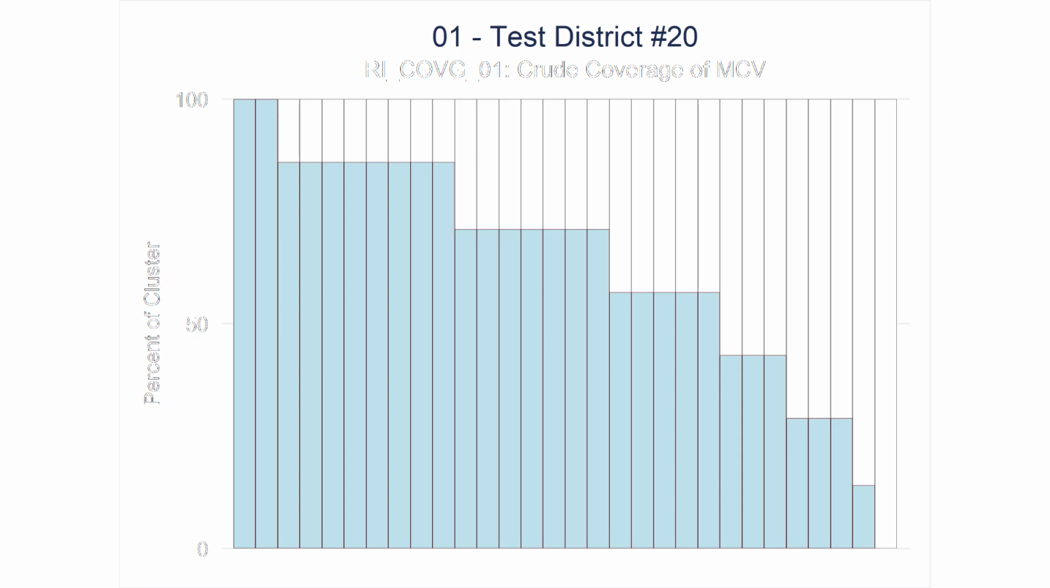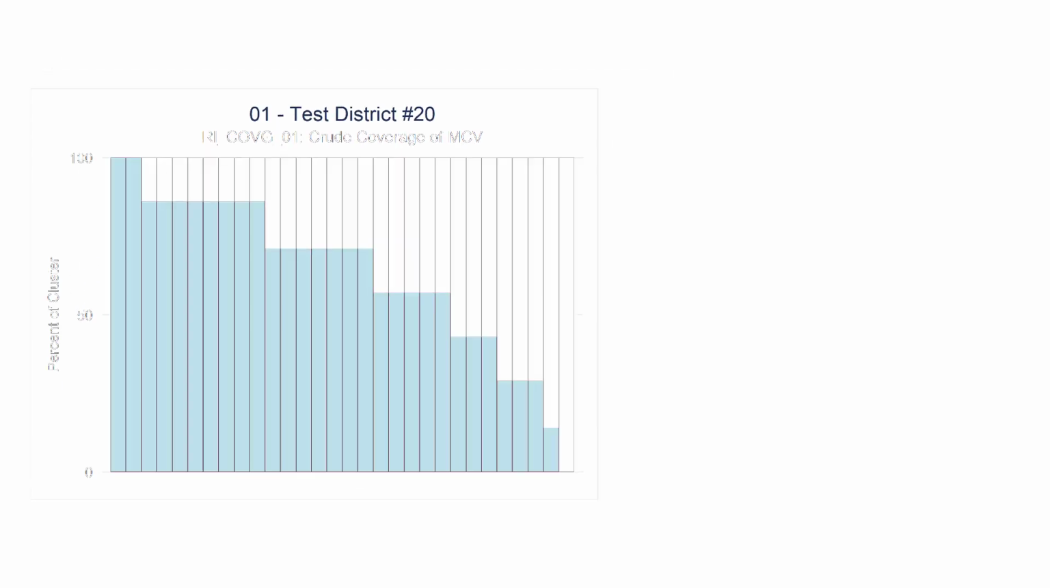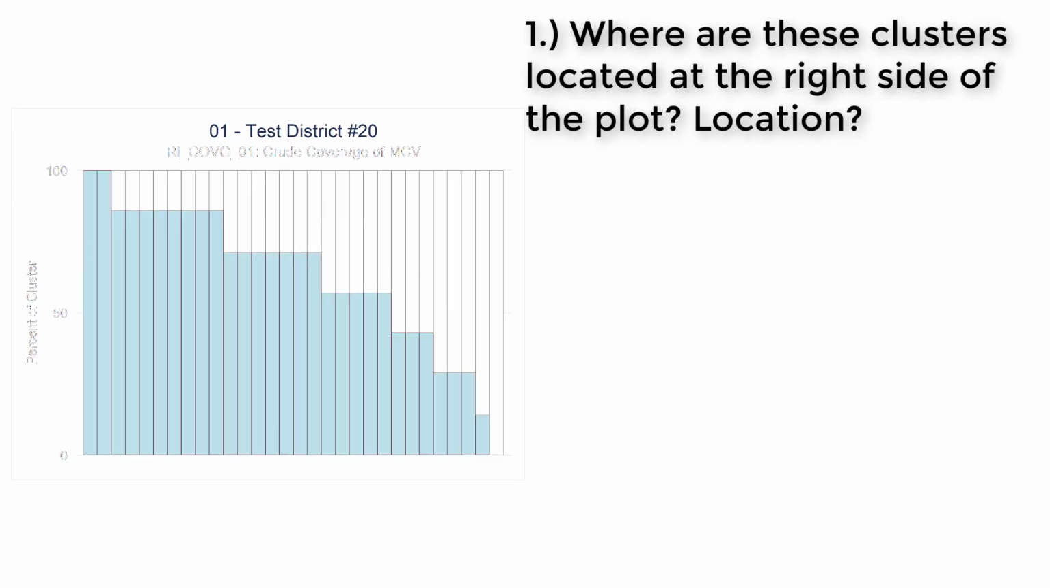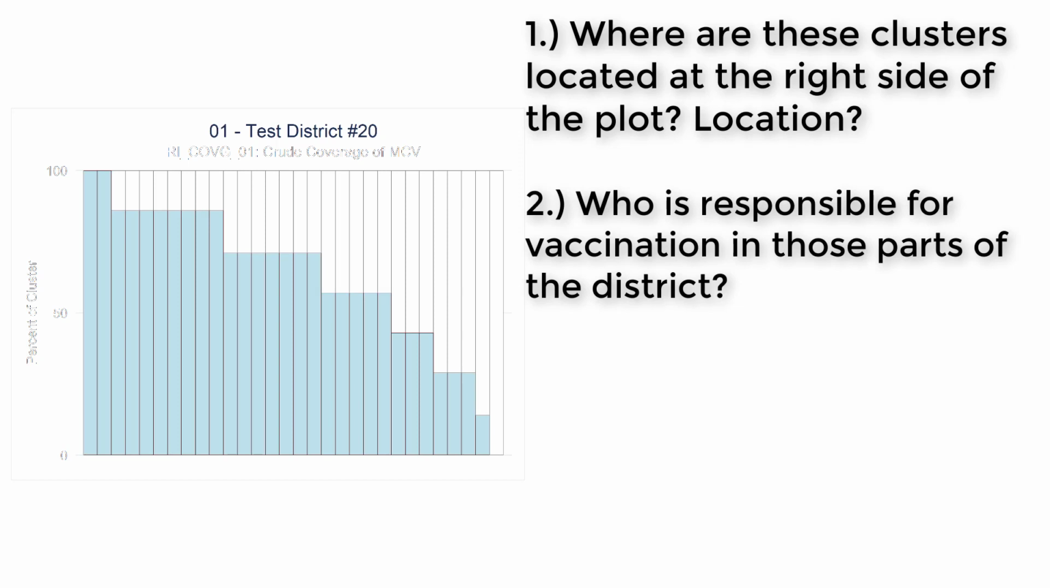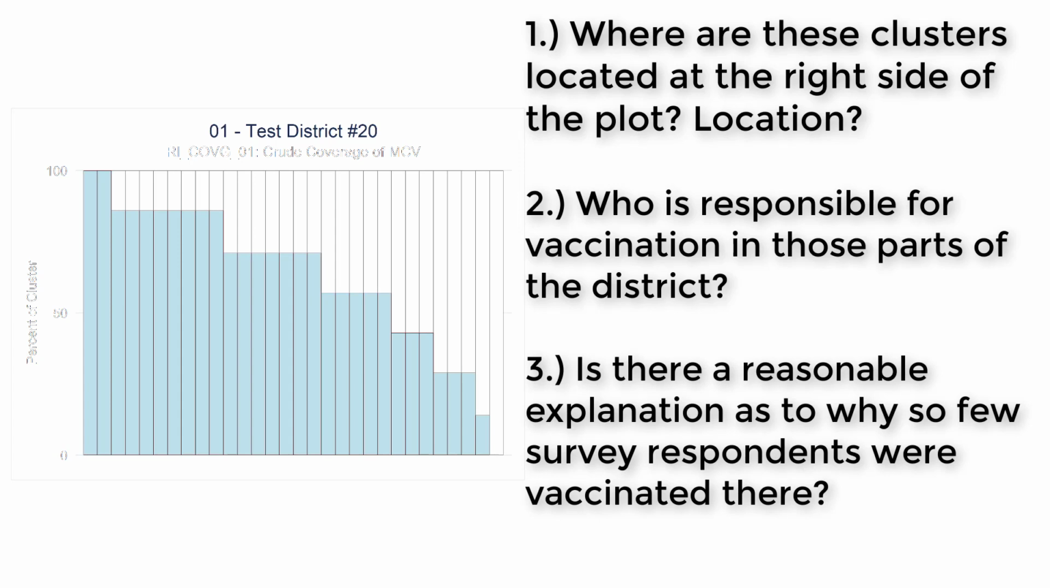Depending on the vaccination goals of the country in question, different viewers may have different ideas about how high or how low coverage should be. We can probably all agree that 0% coverage is alarmingly low. We can also probably agree that some of the other lower cluster-level coverage figures here are unexpectedly low. So this figure might cause us to wish to drill down even further to answer these additional questions. 1. Where are these clusters that are represented at the right side of this plot? What is their location? 2. Who is responsible for vaccination in those parts of the district? 3. Is there a reasonable explanation as to why so few survey respondents were vaccinated there?